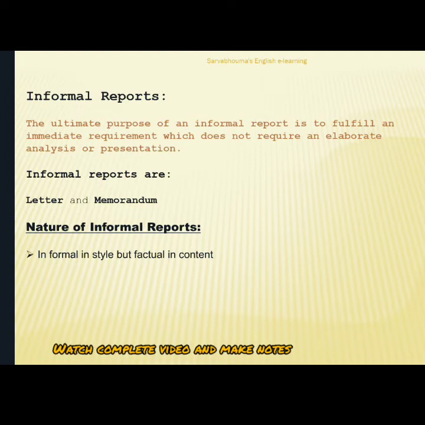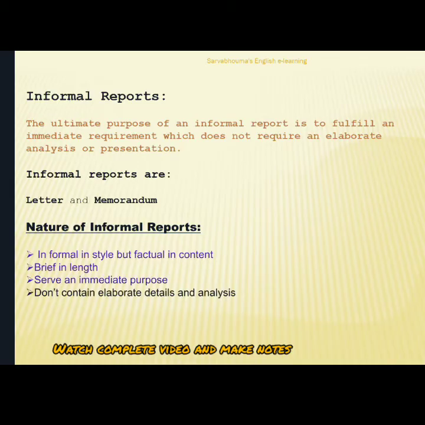Okay, so next let us learn the nature of informal reports. Informal in style but factual in content. So here we must mention the facts. The second nature is brief in length. It is the most important thing. Here we are not going to write a book about the particular report. Next, serve an immediate purpose. So I said usually they are not predetermined reports.